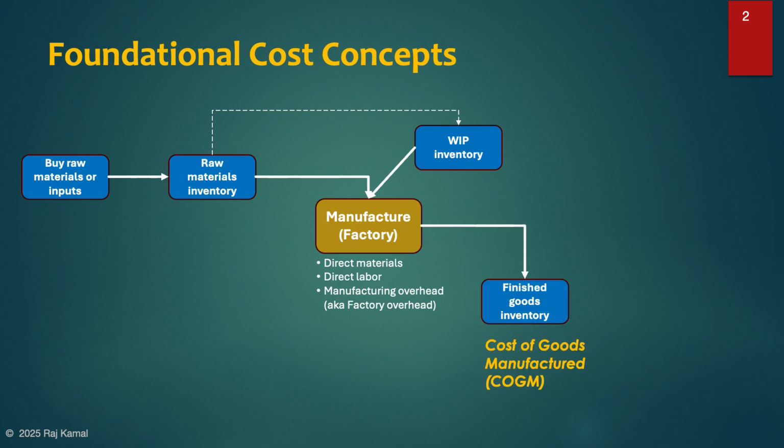While manufacturing, the company uses direct materials, direct labor, and incurs manufacturing overhead costs. Once these items are produced, they go to finished goods inventory and the costs are recorded as cost of goods manufactured or COGM as long as they are sitting in the warehouse. Once the items are sold, then their cost is recorded as cost of goods sold.